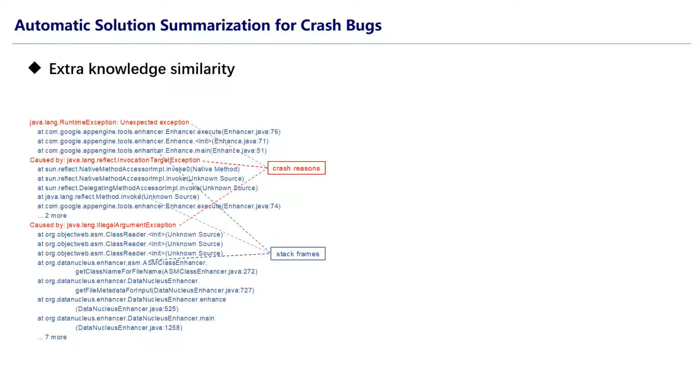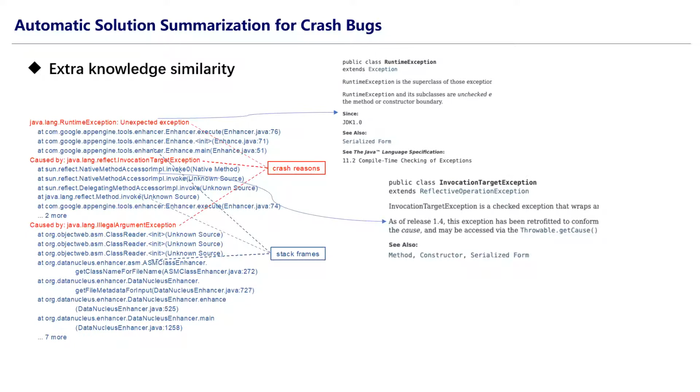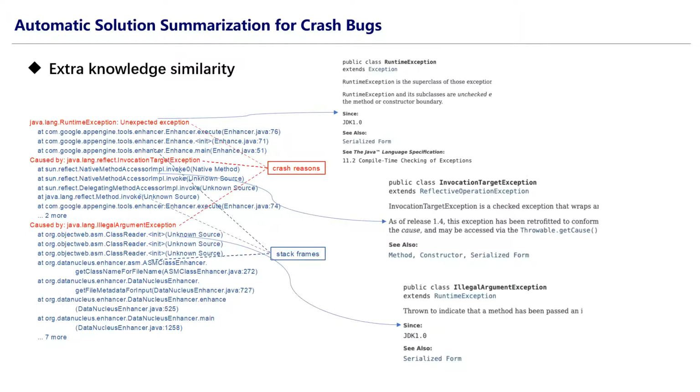To understand what the crash trace is about, we introduce extra knowledge sourced from official documentation. Given a crash trace and the relevant question set, CraSolver transforms the corresponding description from official documentation of the crash trace and the title of a relevant question into two bags of words. We use IDF weighted word embedding vectors to represent a document. Then the extra knowledge similarity is able to be calculated.